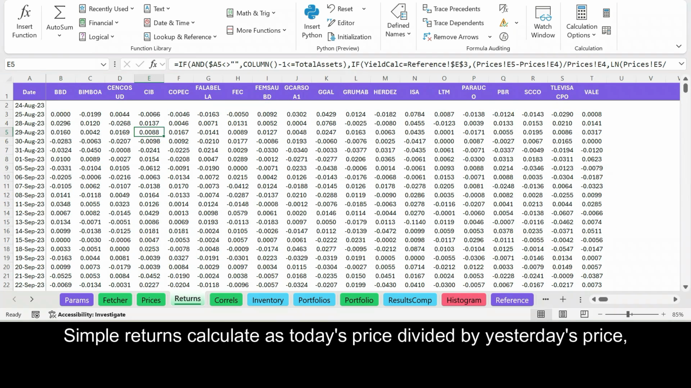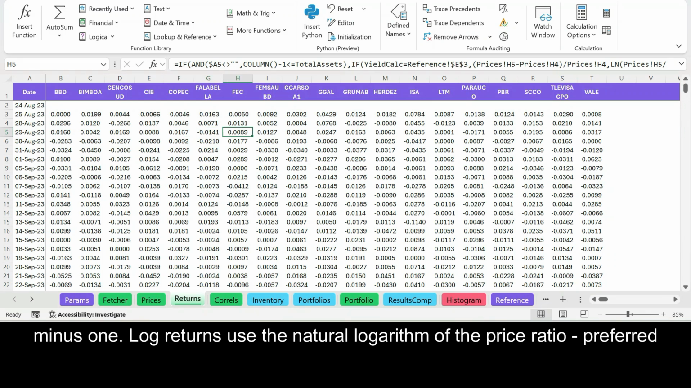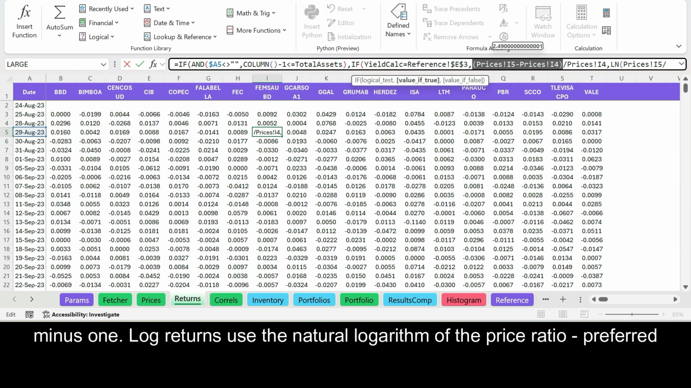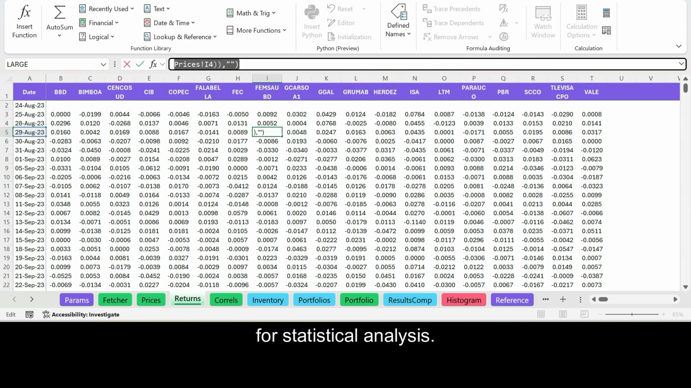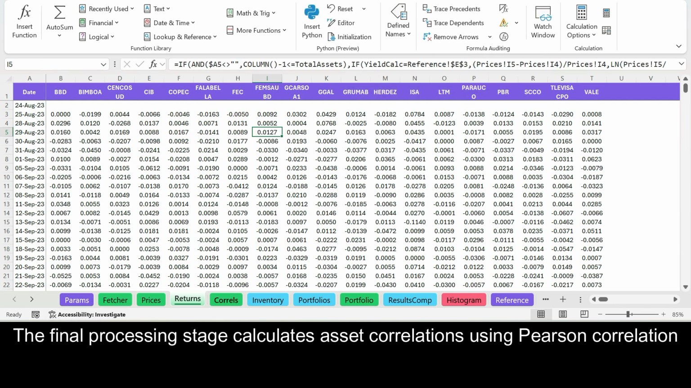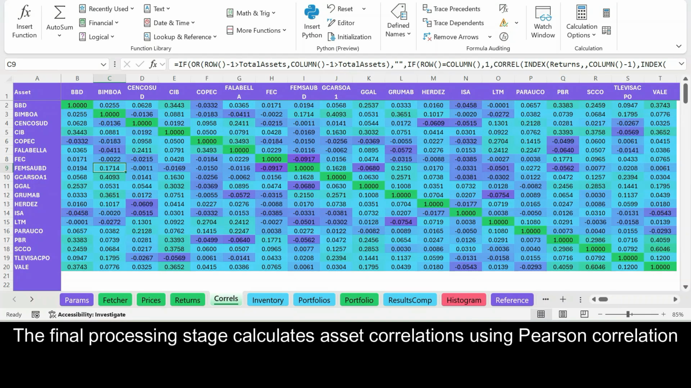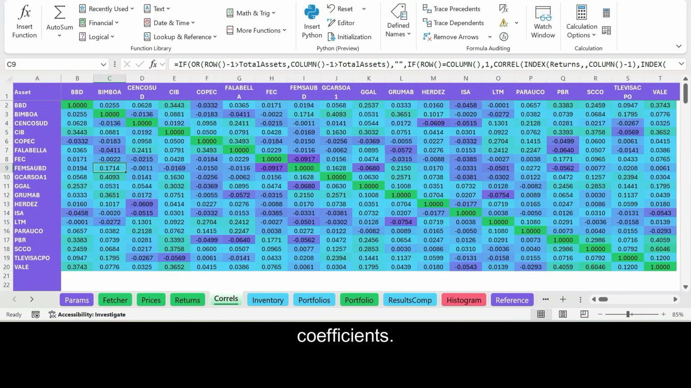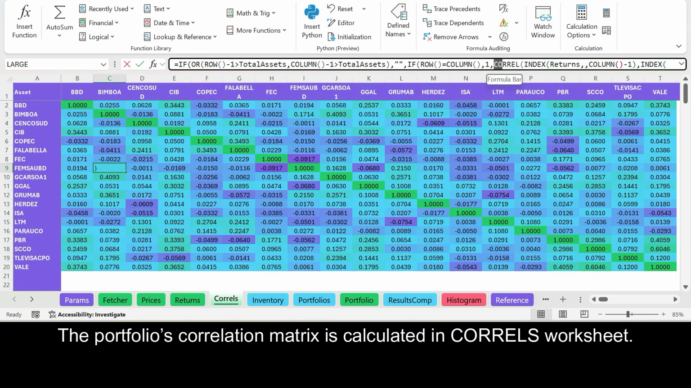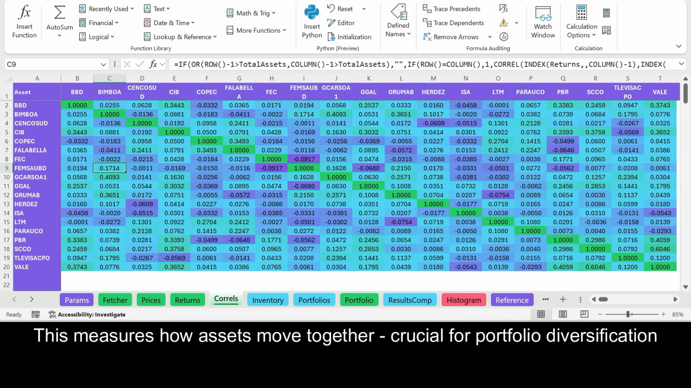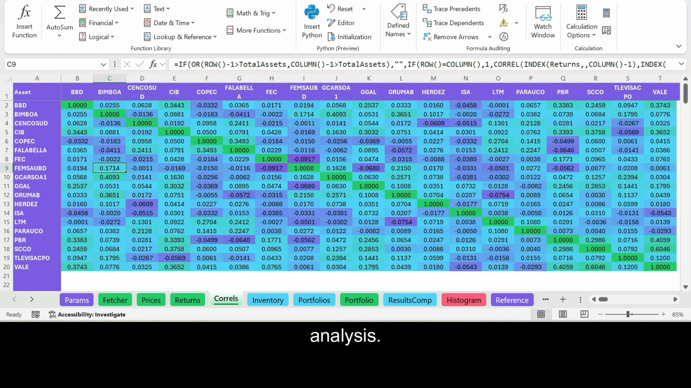Simple returns calculate as today's price divided by yesterday's price minus 1. Log returns use the natural logarithm of the price ratio, preferred for statistical analysis. The final processing stage calculates asset correlations using Pearson correlation coefficients. The portfolio's correlation matrix is calculated in the Correl worksheet. This measures how assets move together, crucial for portfolio diversification analysis.